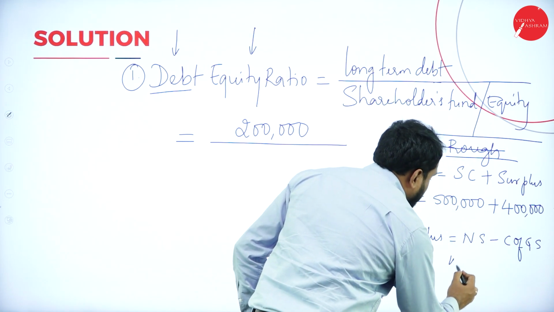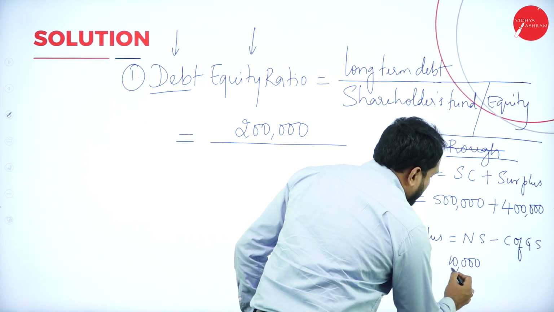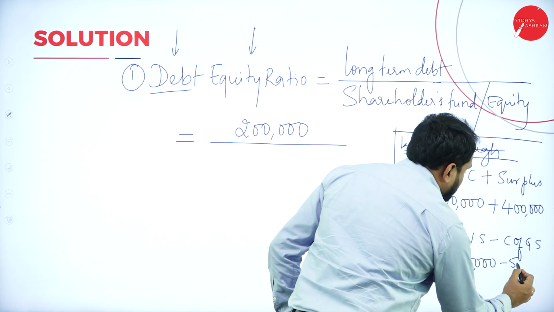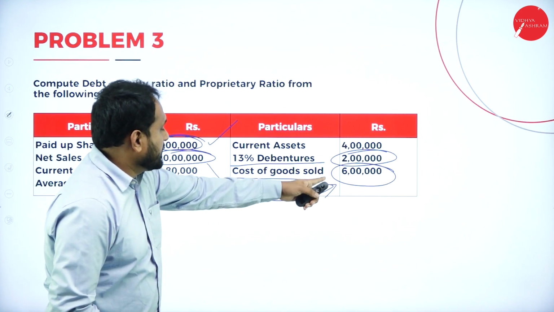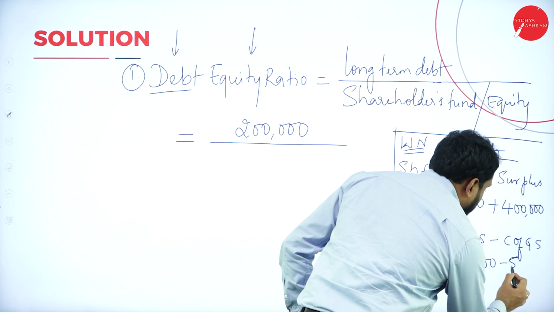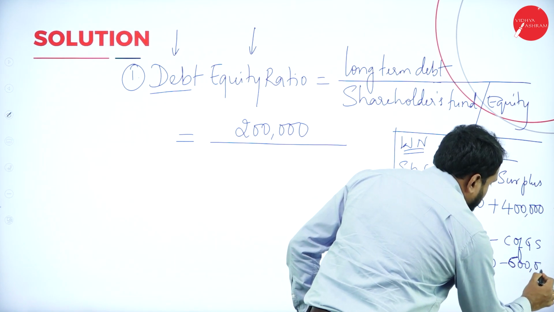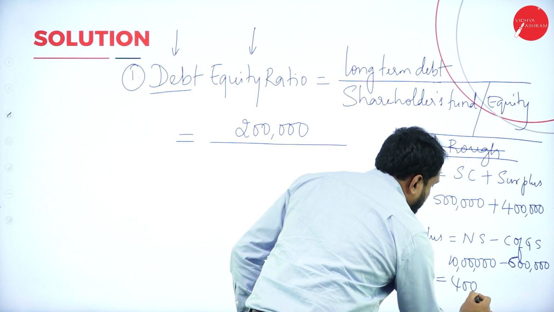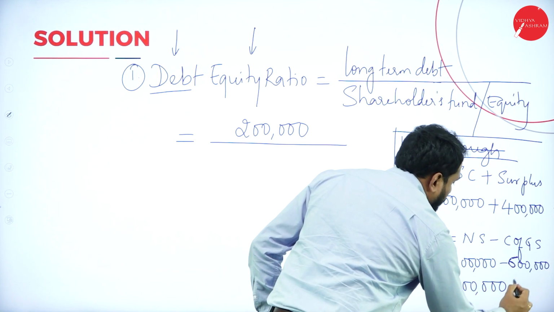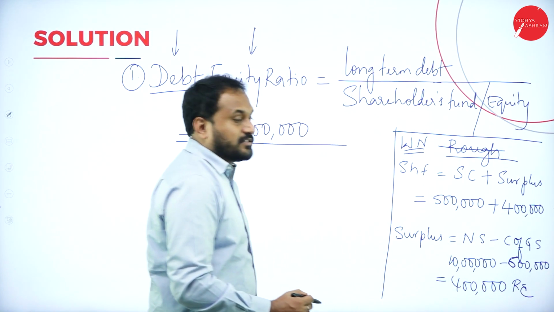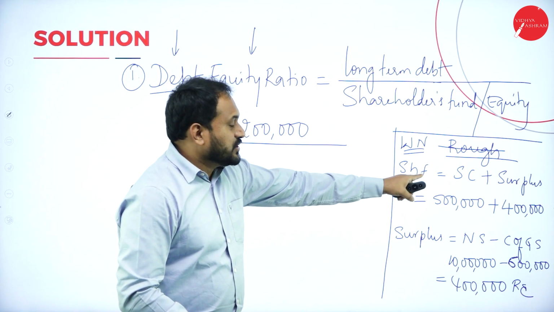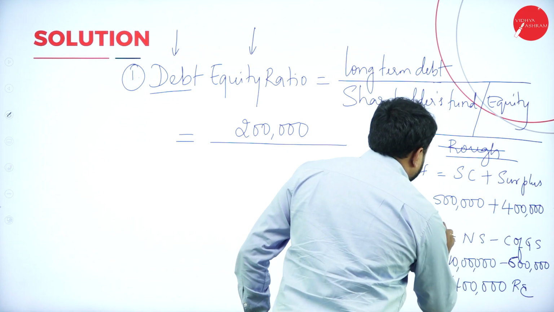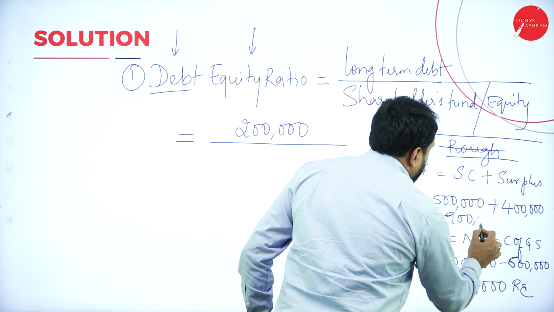So net sale is how much? 10 lakh. Minus cost of goods sold. Here we have cost of goods sold is 6 lakh. So we'll write here 6 lakh. So how much here did we get? Surplus is 4 lakh. So if you show each and every step, you will actually get more marks. So what is my shareholders fund? 5 lakh plus your 4 lakh is equal to 9 lakh. I'll write here 9 lakh.